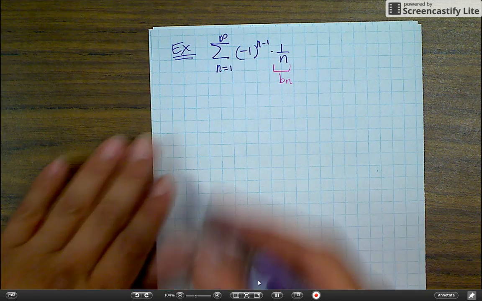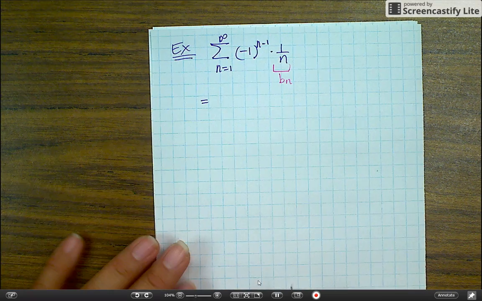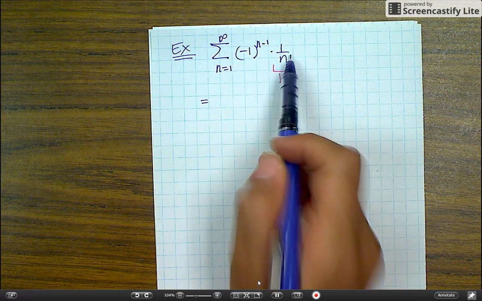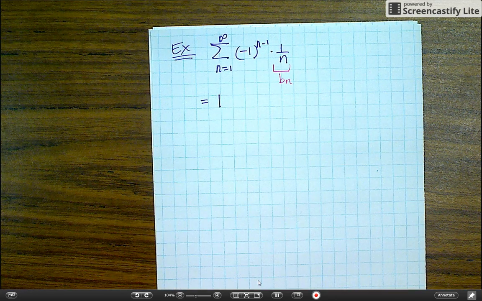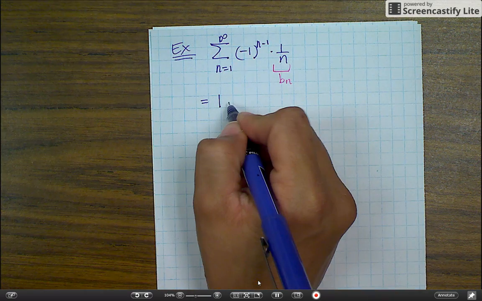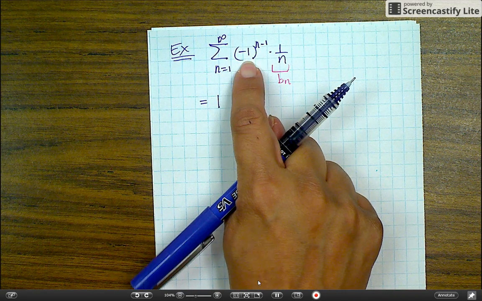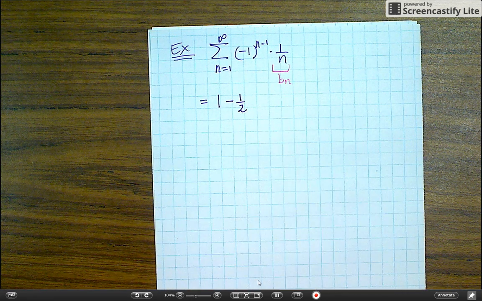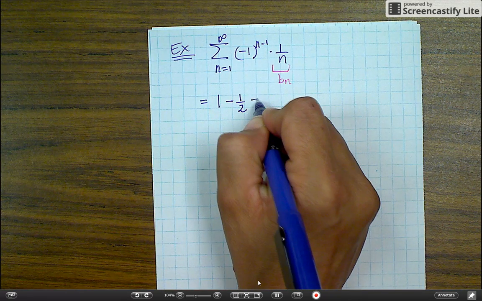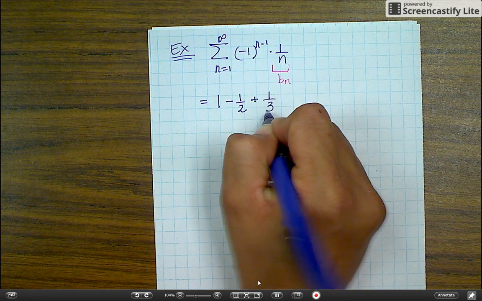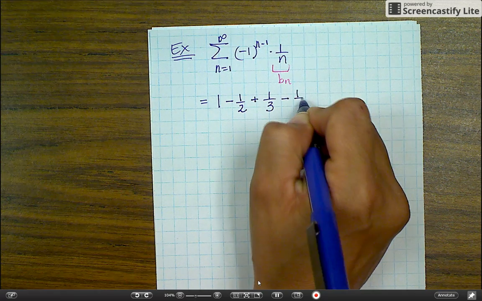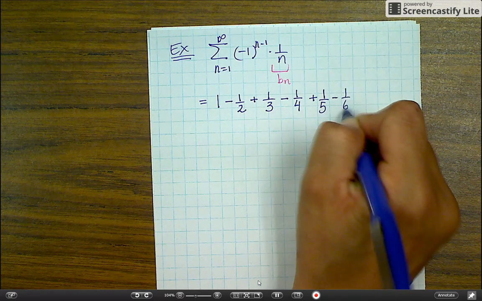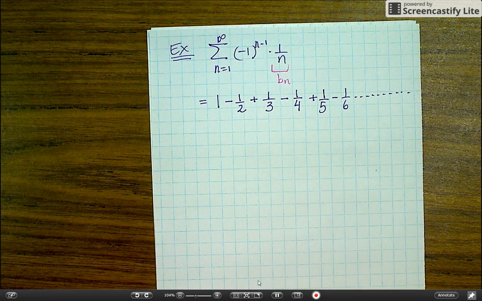Okay, so let's expand this really quickly. If I put 1 in, that's going to be 0, so that means this is going to be 1. Would you guys agree? Okay. Then the next one, if I put 2 in, this is going to be to the first power, so that's going to be minus 1/2. Do you guys agree? Okay. So plus 1/3 minus 1/4 plus 1/5 minus 1/6 and so on and so forth.